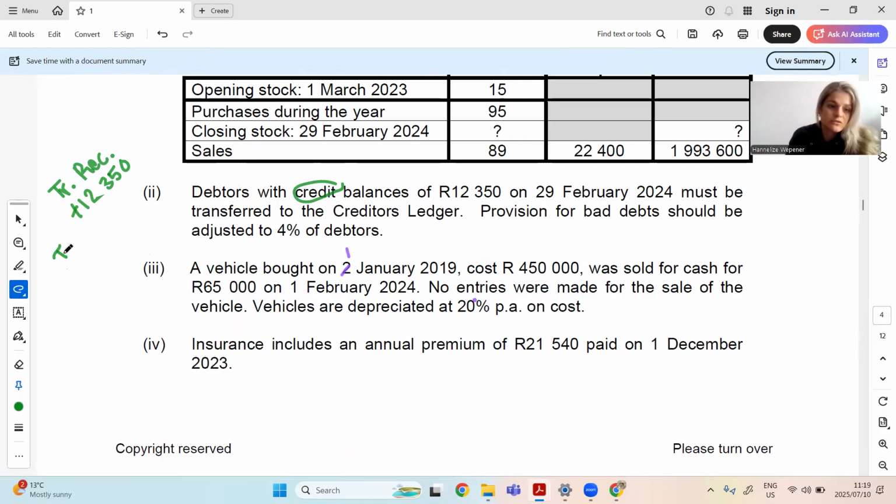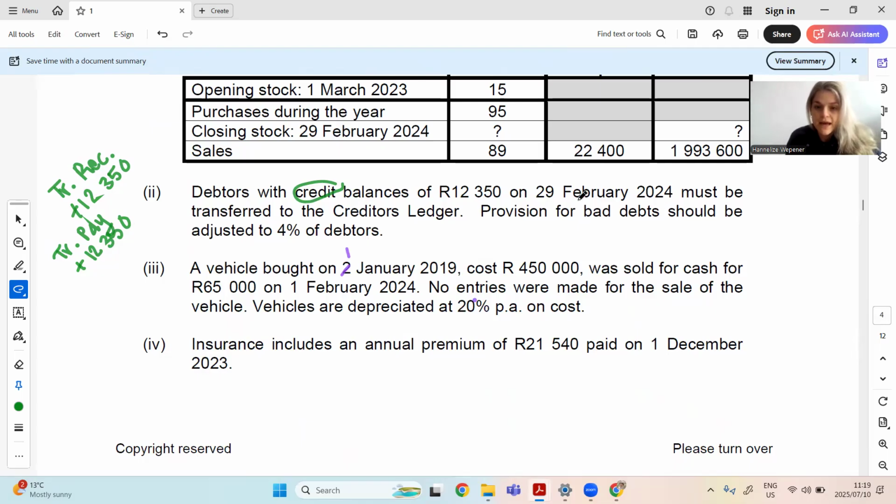Then I also have to go to my trade and other payables. There, I have to now show that I have additional creditors because I'm transferring debtors with credit balances. In other words, debtors whom we owe money to, transferring that to my trade and other payables.